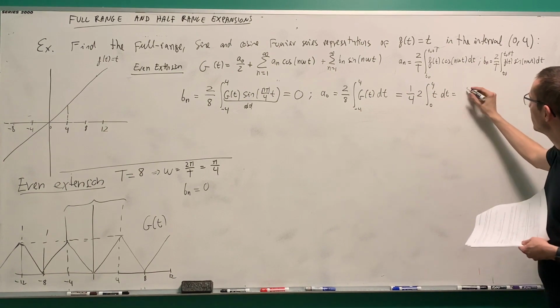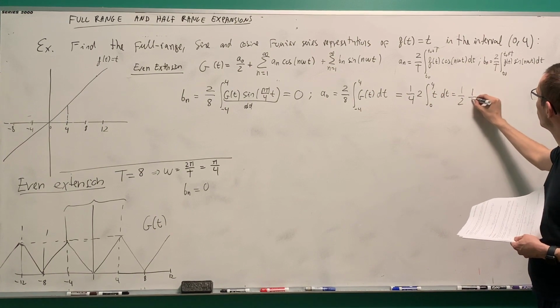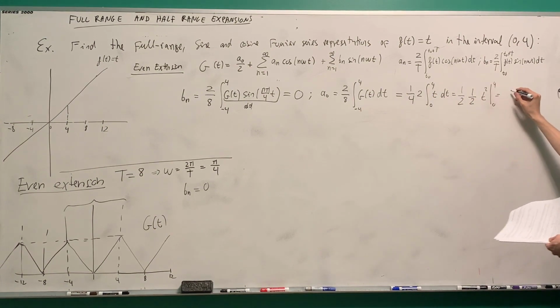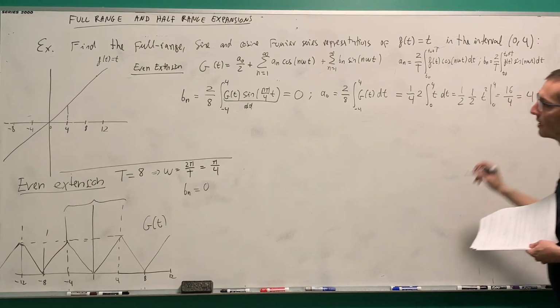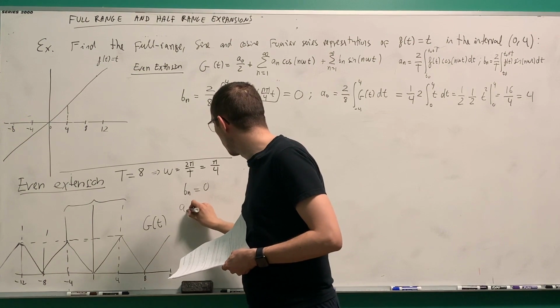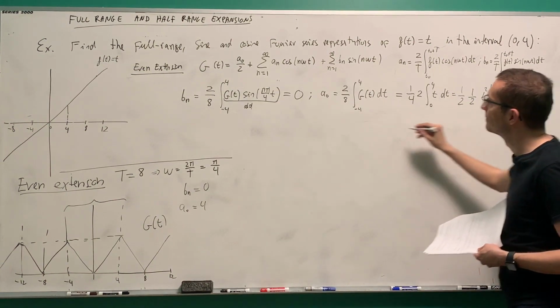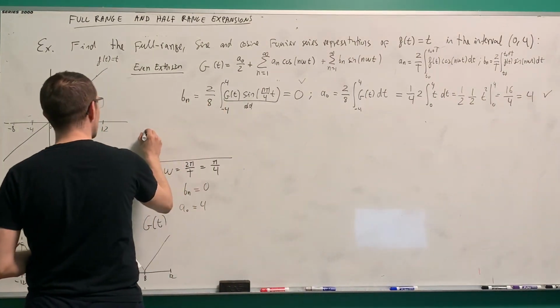This integral is easy, so I get 1 over 2 from this factor, then 1 over 2 from the integral, and then t squared evaluated from 0 to 4, and that thing is, again, 16 divided by 4, which is 4. So A0 is 4. Nice. All right, let's compute the AN.